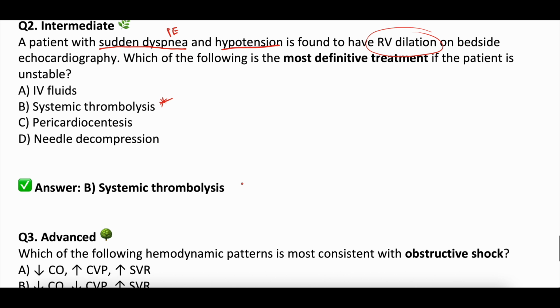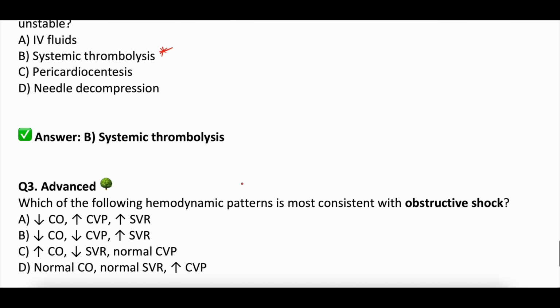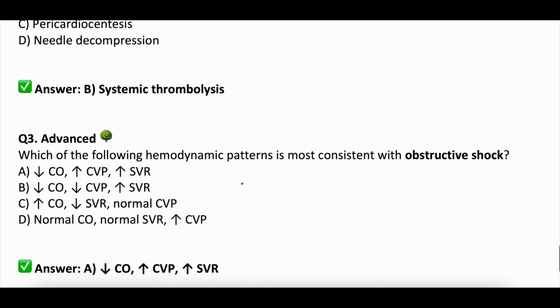All right, last question, question 3, advance. Which of the following hemodynamic patterns is most consistent with obstructive shock? A, decreased cardiac output, increased CVP, increased SVR. B, decreased cardiac output, decreased CVP, increased SVR. C, increased cardiac output, decreased SVR, normal CVP. Or D, normal cardiac output, normal SVR, increased CVP. Pause if you need to. The correct answer is answer A, decreased cardiac output, increased CVP, increased SVR, right?